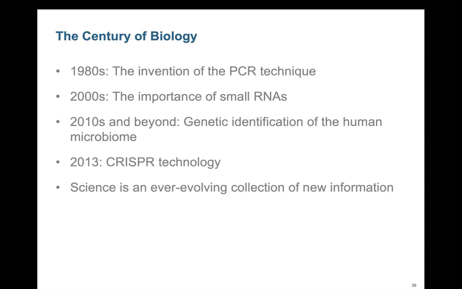In the 1980s, we had the invention of the PCR technique. In the 2000s, the importance of small RNAs. And this really opened up the whole genetic identification, using both PCR and small RNAs. Identification today is either done by antigen antibody interactions, such as ELISA assays, or qRT-PCR analysis of genetic material to get quick answers on what the organism is.